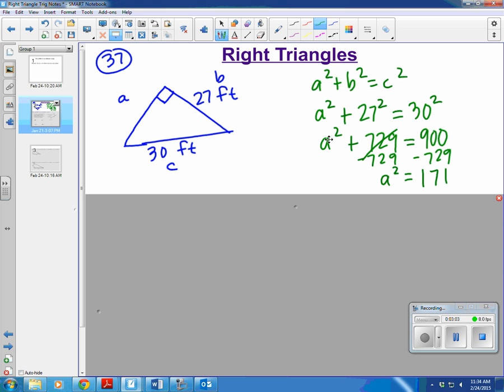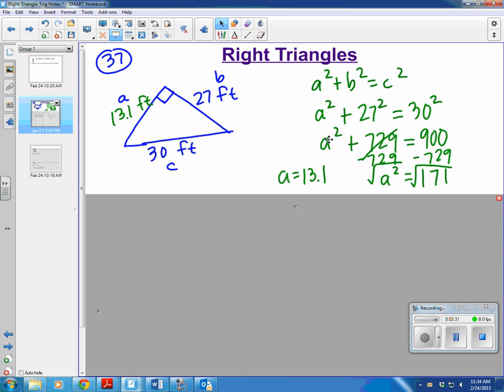So if A squared equals 171, what would A equal? 13, because we take the square root of each side. 13.1? Okay, so for rounding to the tenths place, it will be 0.1, correct? Okay, so A is going to equal 13.1 feet. And that's how you use the Pythagorean theorem to find one of the sides that you don't know.